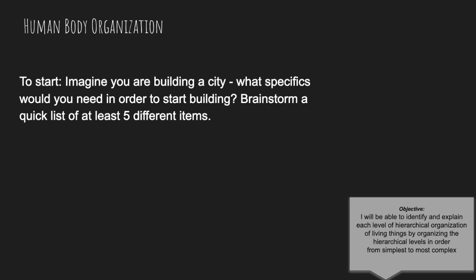So what I want you to do is just imagine something. Imagine that you are building a city. You basically have a blank landscape. What specific things would you need in order to start building that city? I want you to brainstorm a quick list of 5 different items that you would need to start building that city. Think of all the things, all the way down to the really small things, up to bigger things. I'll let you write those down and think about it in your mind.